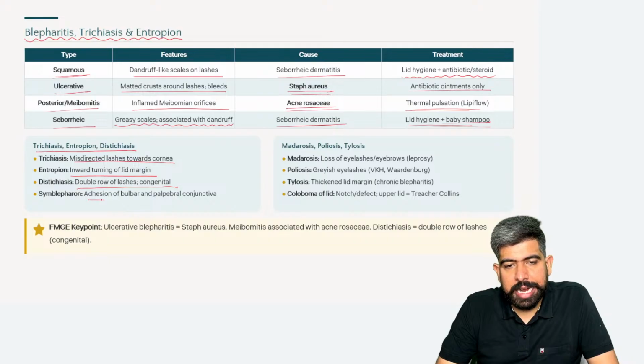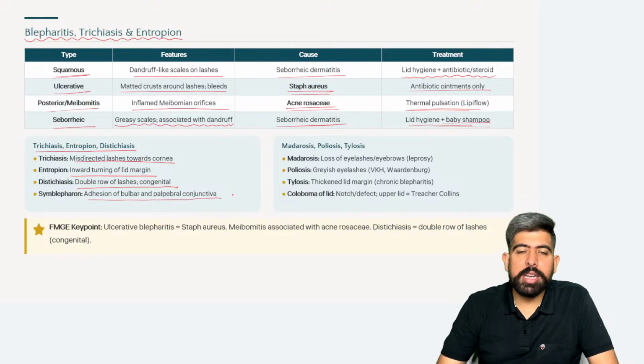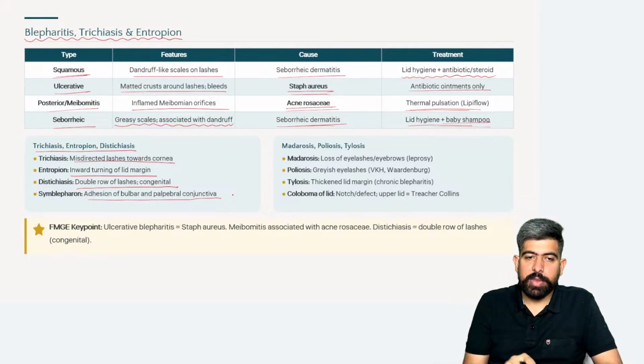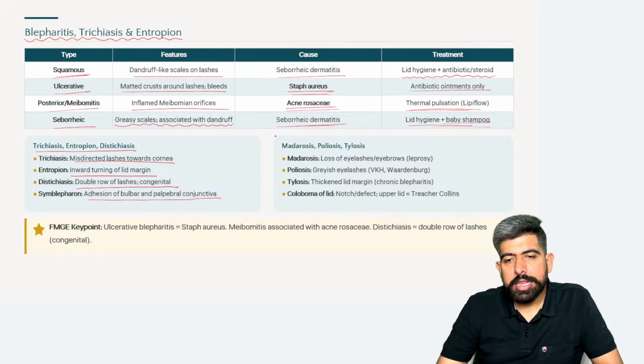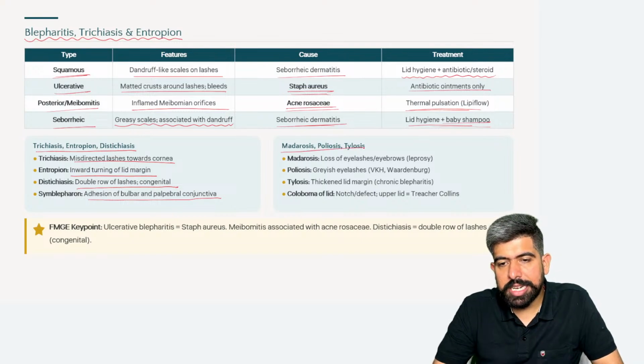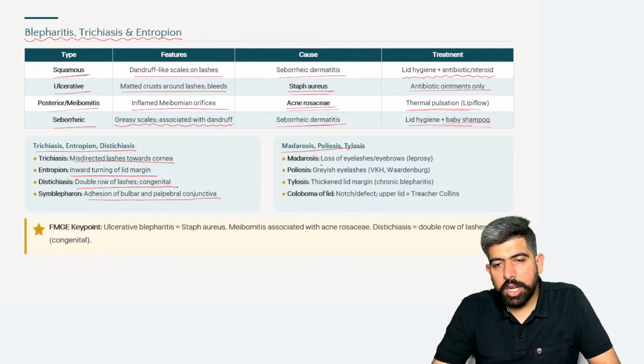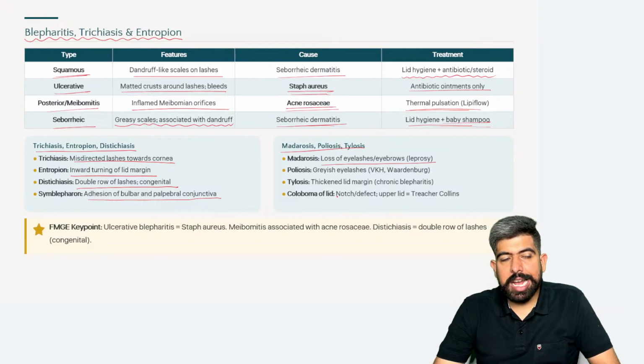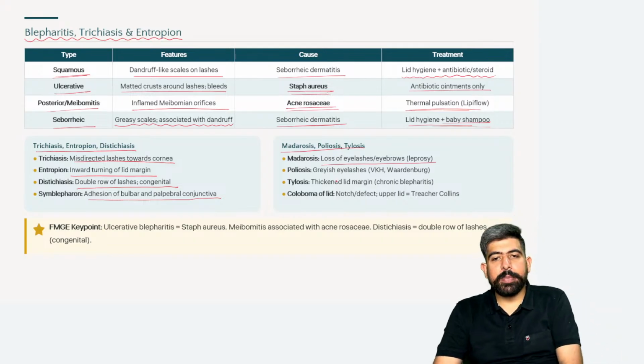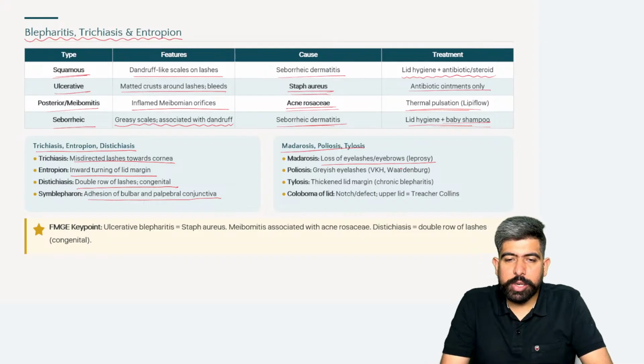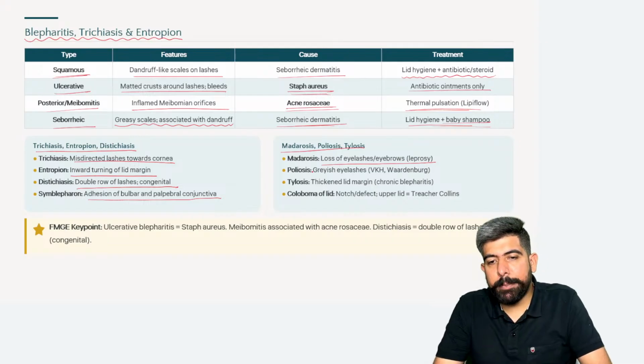And symblepharon is the adhesion of the bulbar and the palpebral conjunctiva. So they will be getting adhesion, right? That is known as symblepharon. The madarosis, poliosis, and tylosis. The madarosis is the loss of the lashes. There is no eyebrow, right? There is no eyebrow.